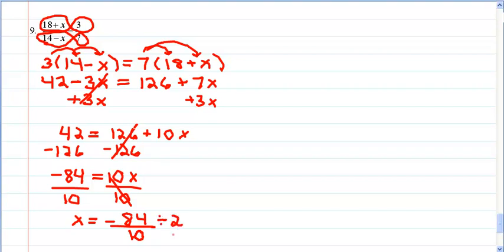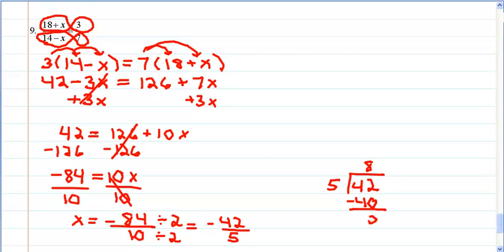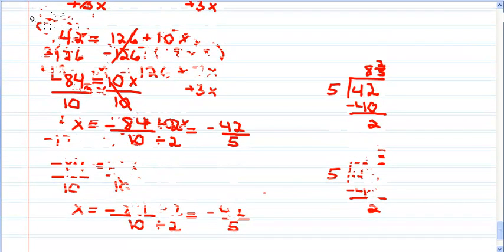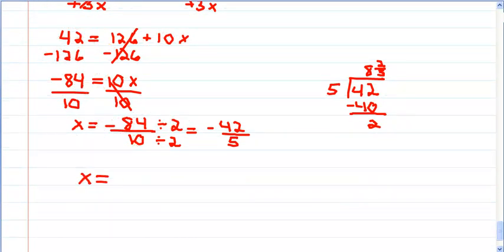And since both numbers are even, I will start by dividing both numbers by 2, so that I get negative 42 over 5. And if I convert this into a mixed number, I have 8 and 2/5. So my answer for x is x equals negative 8 and 2/5.